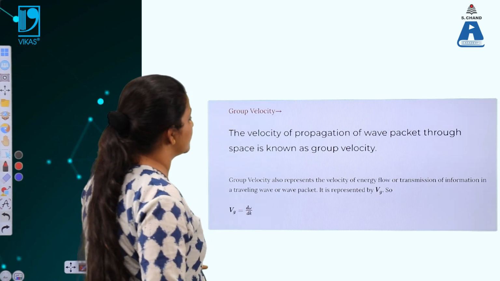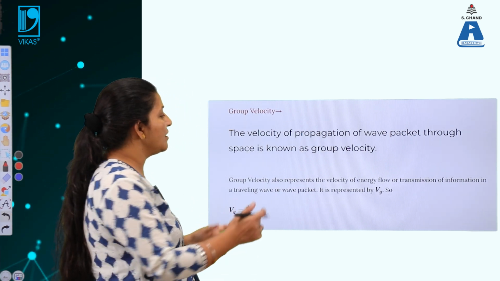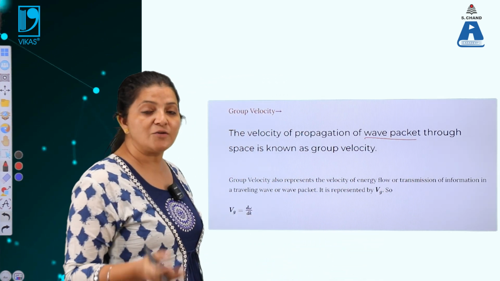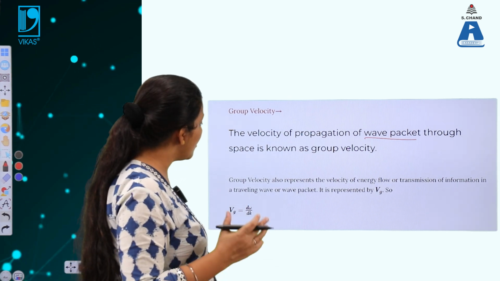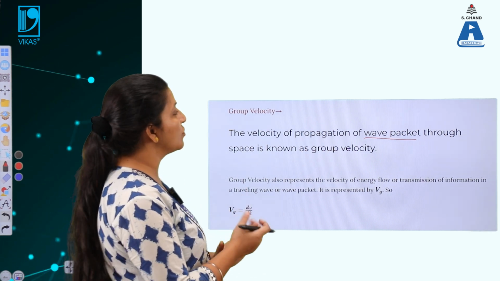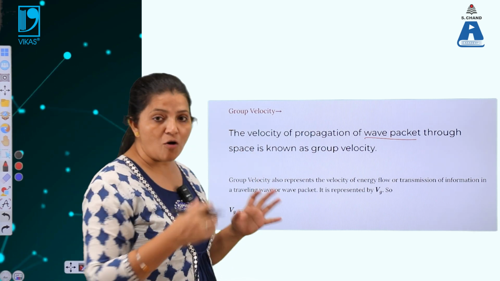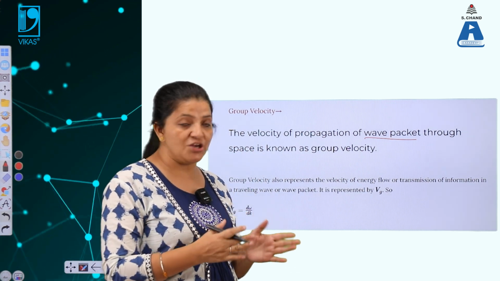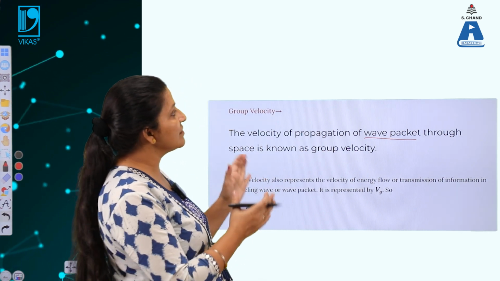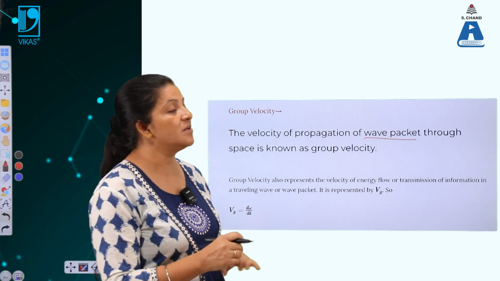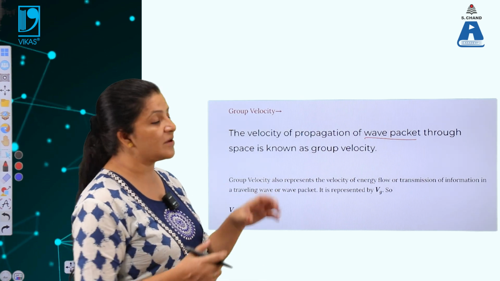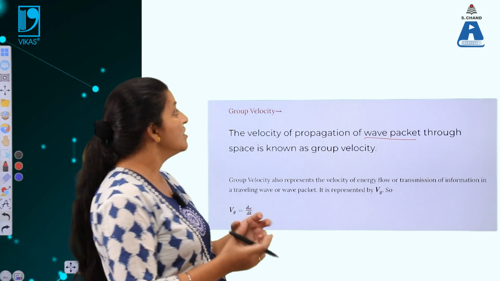So next is the group velocity. Now what is the group velocity? We know that the wave packet travels with some velocity, and that velocity is known as group velocity. So what is a wave packet? A wave packet is a combination of all the waves which are superimposed on each other. Where there is constructive interference, the resultant wave will have higher amplitude, and when there is destructive interference, the resultant wave will have smaller amplitude.